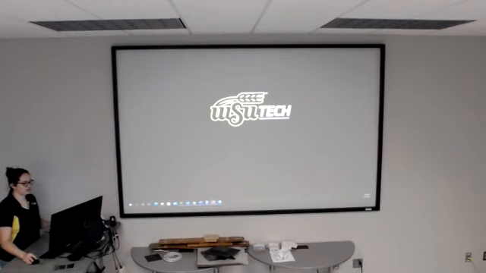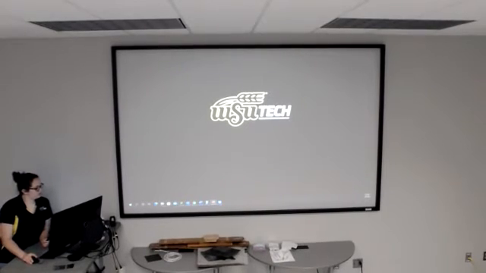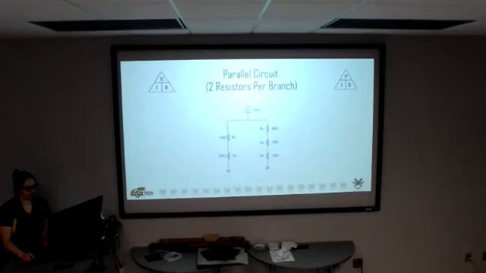Alright, so that one we first went over is only one resistor per leg. So now we have multiple resistors per branch on here. Well, this one can get a little bit more tricky.